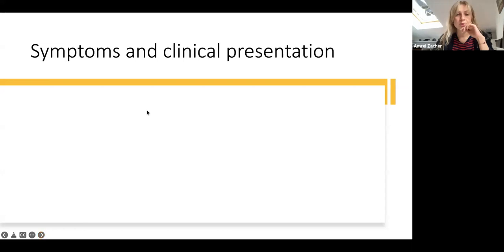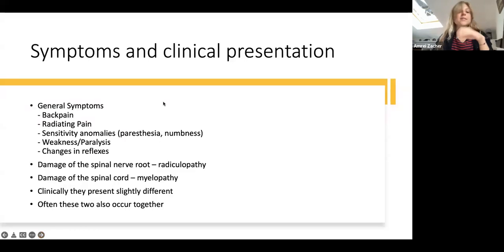From here on, we come to the symptoms and the clinical presentation. We have some general symptoms which are not specific to radiculopathy or myelopathy, but which often occur. Those are, for example, back pain. If it is in the cervical spine, that is between the shoulders, or if it is in the lumbar spine, it would be much more in the lower back. Then radiating pain, sensitivity anomalies such as paresthesia or numbness, weakness up to paralysis, and changes in reflexes.